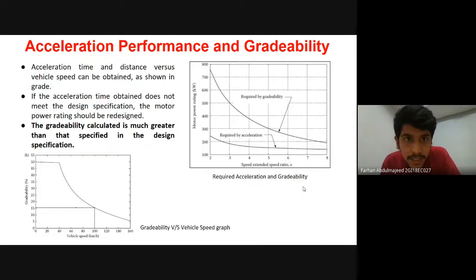Then is acceleration performance and gradability. In electric vehicles, if our vehicle doesn't meet the acceleration requirement, then we have to redesign everything. The gear ratios and all have to be recalculated. For example, your vehicle has to reach a speed of 0 to 100 in a time span of around 2 to 3 seconds, just considering.